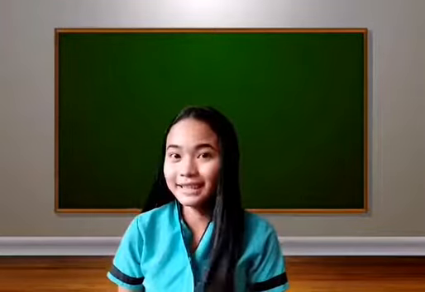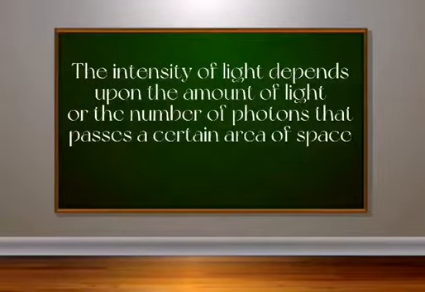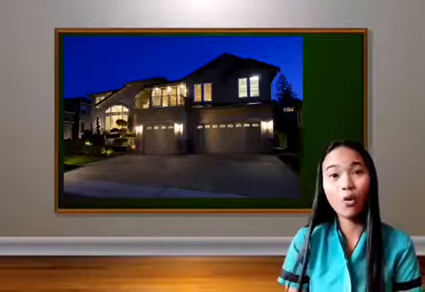The quantity that measures the amount of light illuminating a surface is called intensity. The intensity of light depends upon the amount of light, or the number of photons, that passes through a certain area or space. In your house, you usually control the intensity and the area of spread of the light in order to get the effect you want.